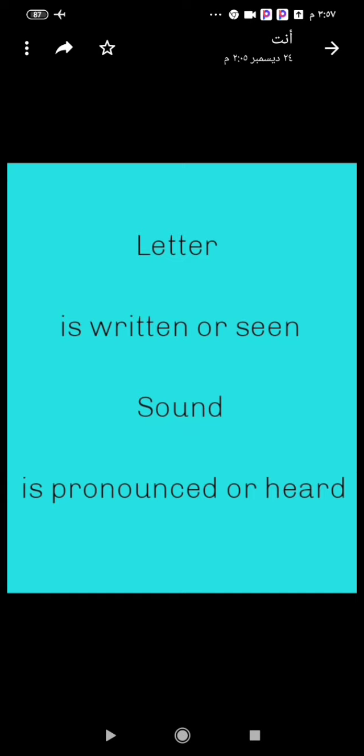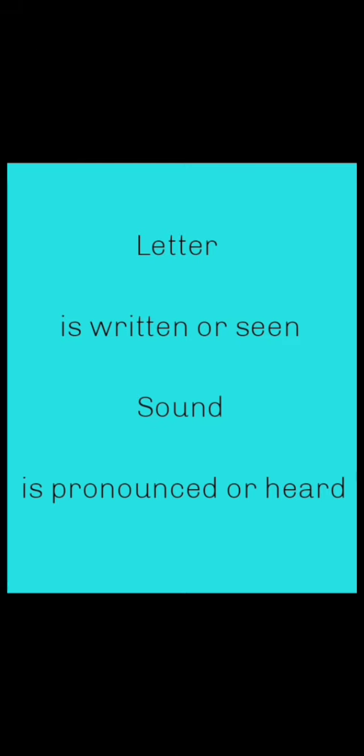So the letter is written and seen. When we see it written, visible like this, what is it? A letter. And what about sound? Sound is pronounced or heard. That is the sound. So this is the difference between the letter and the sound. By the way, both of them are the same. But when it is written or seen, it is a letter. When it is pronounced or heard, it is a sound. Okay? Easy? I hope so, guys.